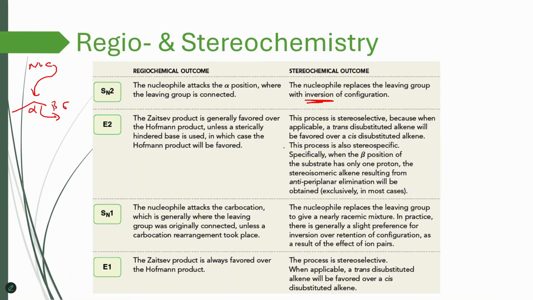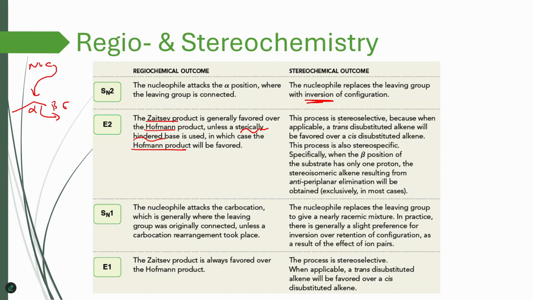There are too many things to consider. For E2, you have Zaitsev and Hofmann. Zaitsev is the more substituted alkene and Hofmann is the less substituted alkene, and that depends on the number of beta positions. If you have multiple beta positions, then you can have Zaitsev and Hofmann, and you can control it using a base. If you have a sterically hindered base, then your Hofmann product will be favored. Otherwise, Zaitsev is going to be your major product. And then once you determine regiochemical outcomes, for each regioisomer that you form, you can have stereochemistry.